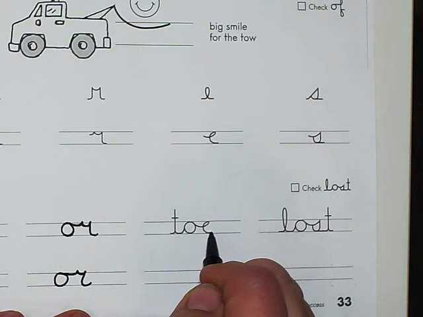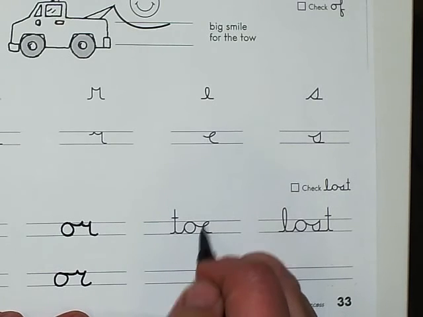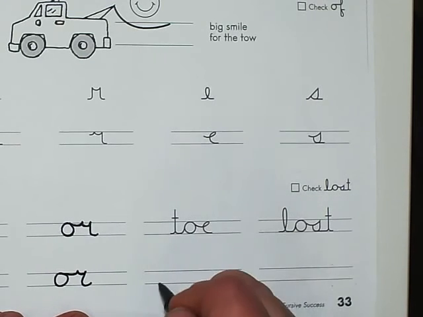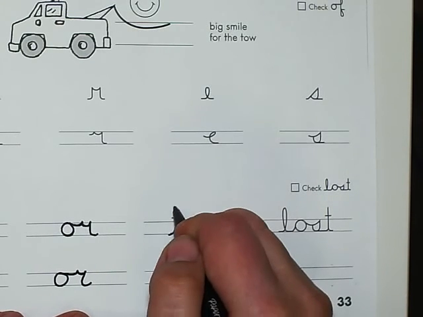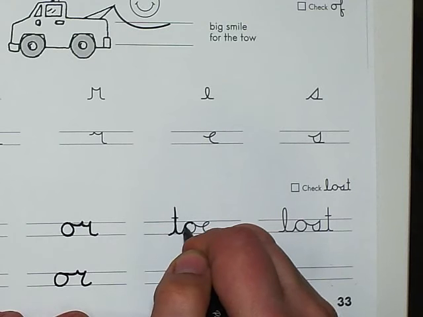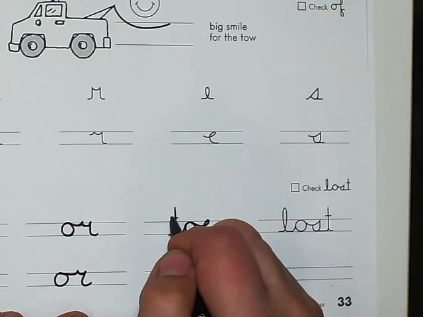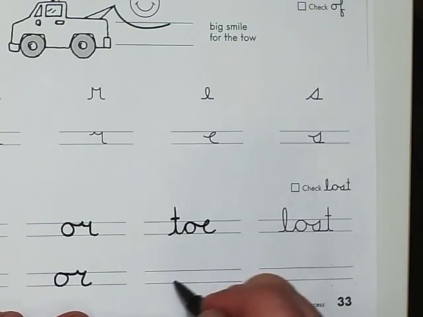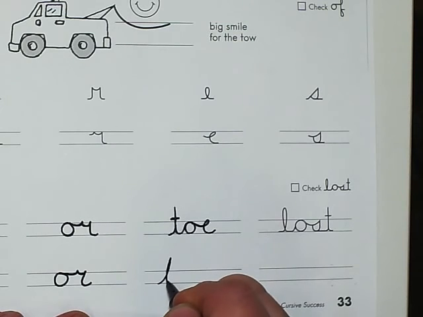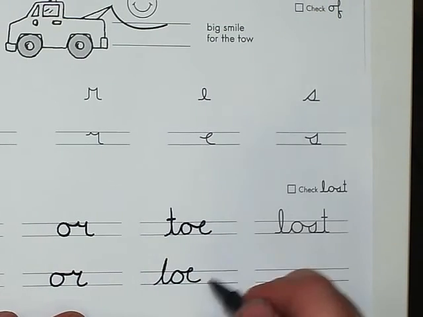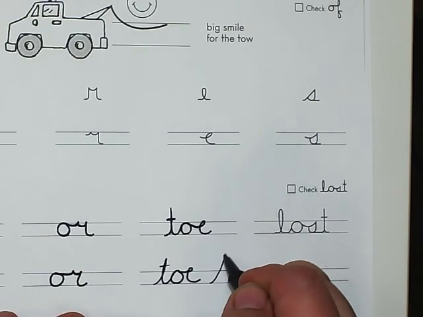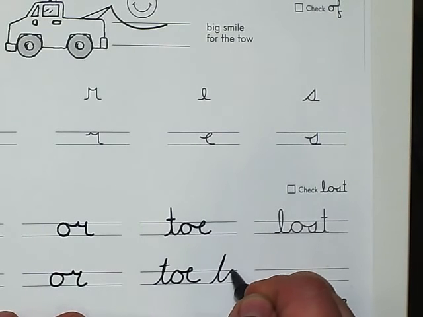The word toe, T-O-E, and the E is going to come up off the O really high. So it looks like it's flying a little bit. Let's trace it first. T, take your magic C and your E up high, cross your T. T, magic C, continue it over, and then the E.